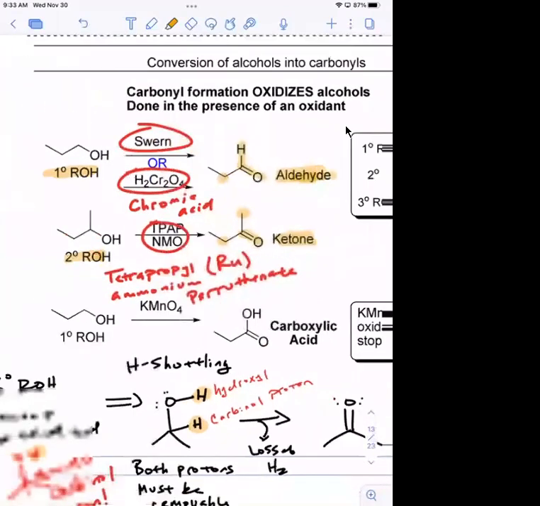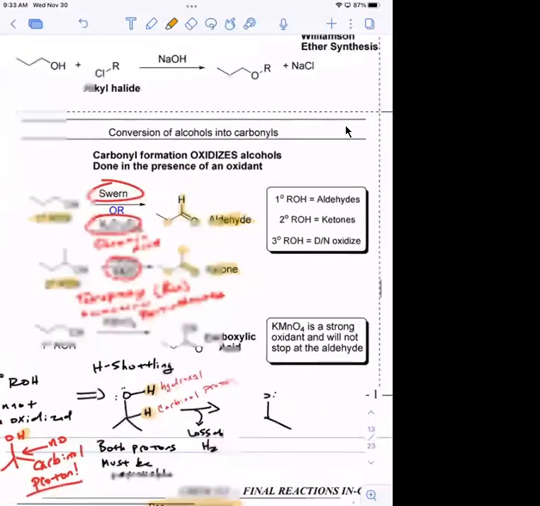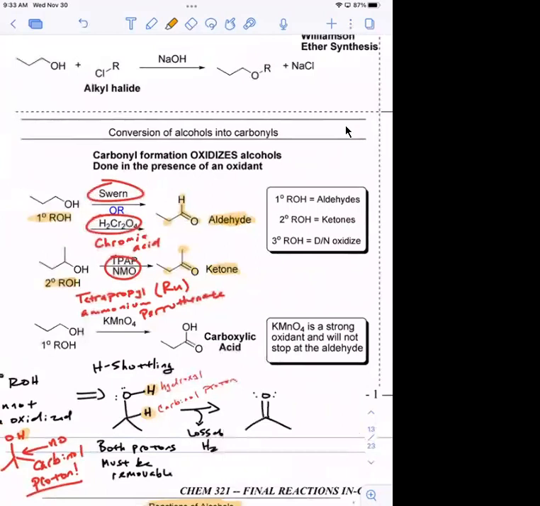All right, questions about either one of those? If you look over here in this box, primary alcohols get oxidized up to aldehydes, secondaries get oxidized to ketones, and then tertiaries do not oxidize.